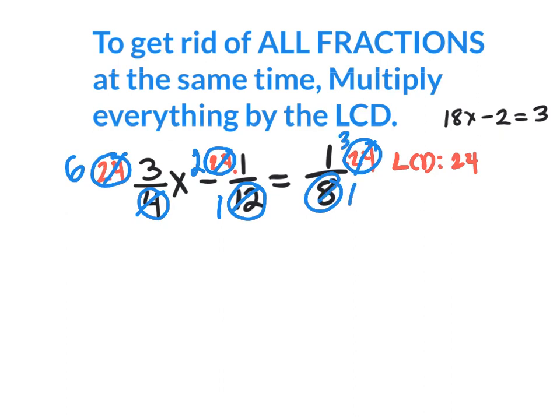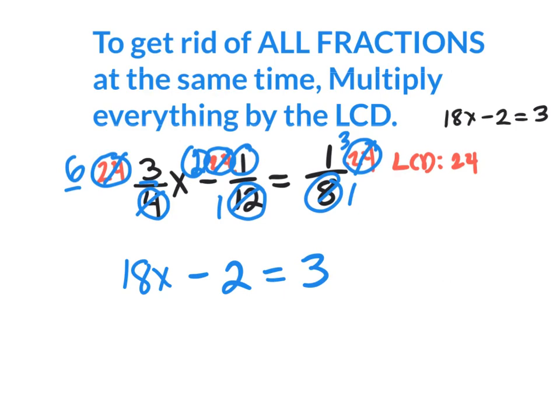So as you can see, we got rid of all 3 fractions by multiplying everything by the LCD 24. What do we have? We have 6 times 3 with an x, that's 18x. We have 2 times 1, so that's really just a minus 2. And we also have equals 3 over here. So we end up with the same identical equation as we did before, but this is just a heck of a lot faster, right? Getting rid of all 3 fractions at the same time.